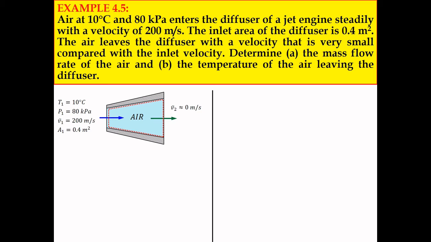However, at the outlet, because the question mentions that the velocity is very small, and also we have learned that the velocity at the outlet of the diffuser is far lower compared to the inlet velocity, V2 bar is more or less equal to 0. We can ignore the value of V2 bar. And the process involved is a steady flow process, so dE system over dt will be equal to 0.